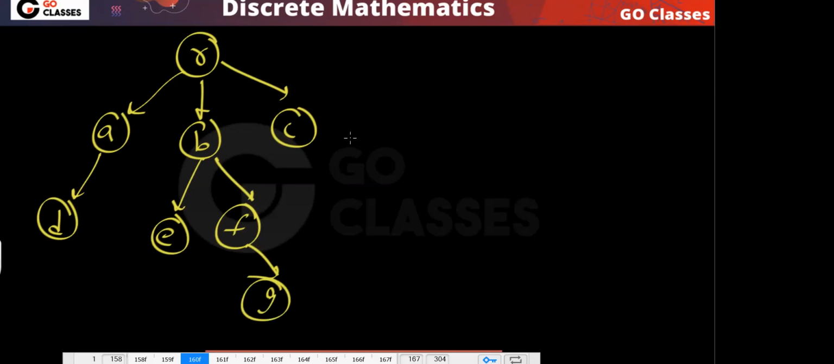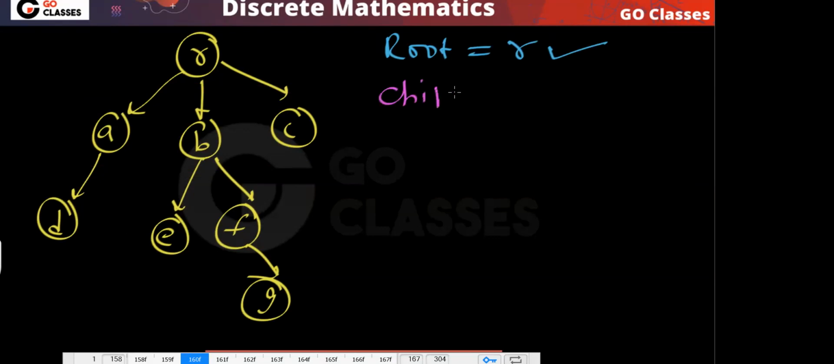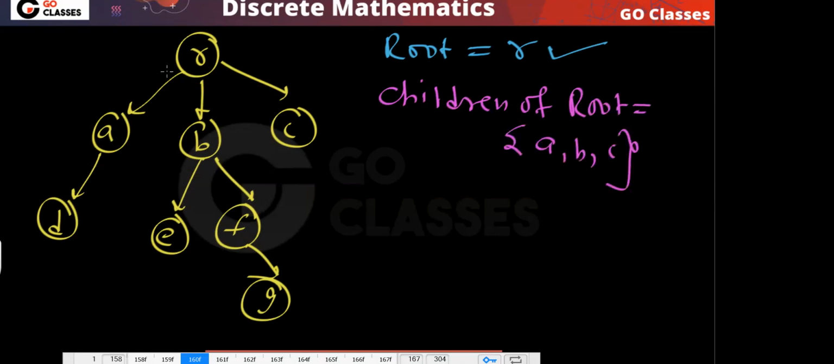This is your rooted tree. Tell me what is the root. Root is R. These are called the children of root. So what are the children of root? The children of root are A, B, C.